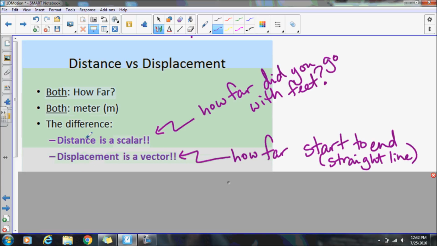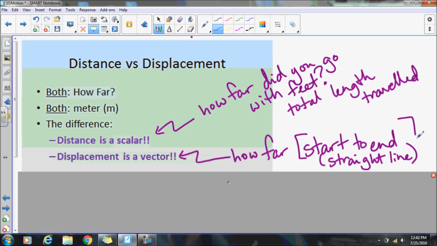The distance that you would cover from your house to Walmart would be turning out of your neighborhood, you went this far, plus you went this far down Cole, plus you went this far down Five Forks, plus you went this far down Rockbridge in order to get to Walmart. That's your distance. Distance is how far did your feet go, or what was the total length traveled. And displacement is just start to end. You pick a point at your house, pick a point at Walmart, draw a straight line. That's displacement.